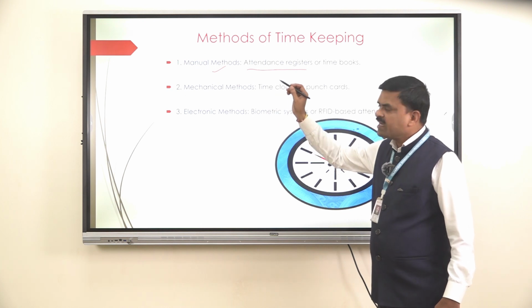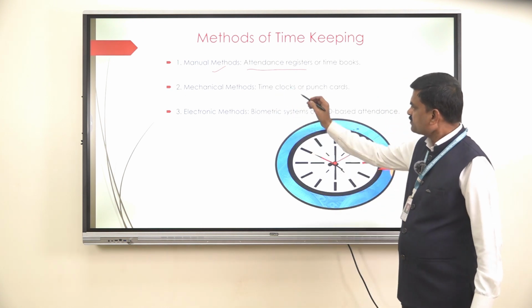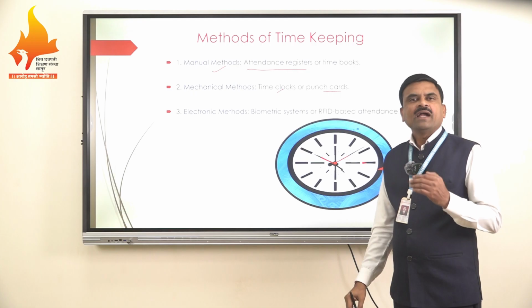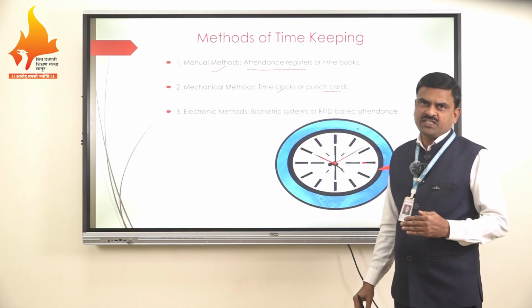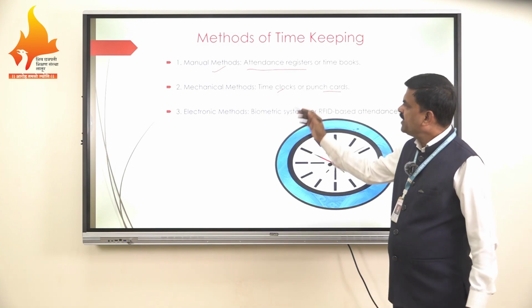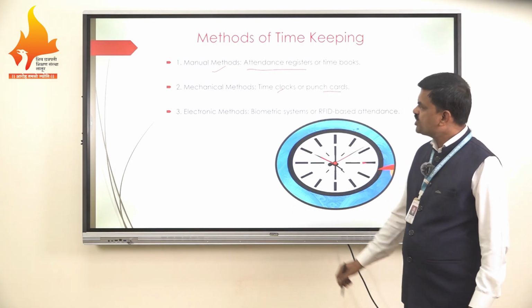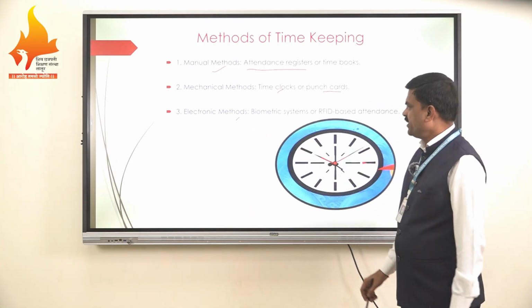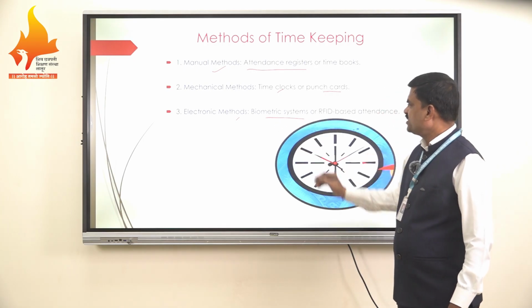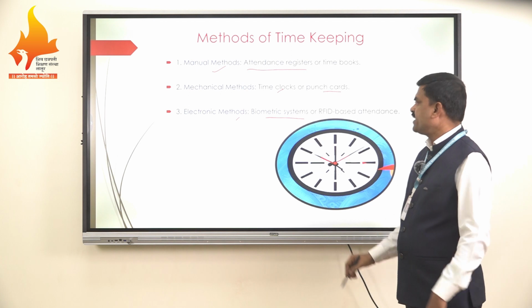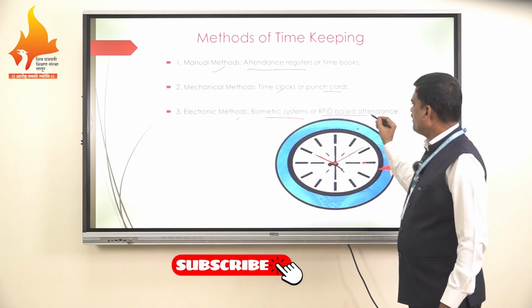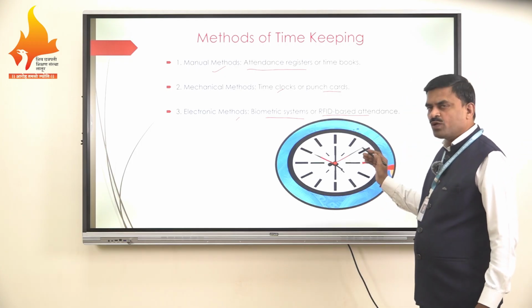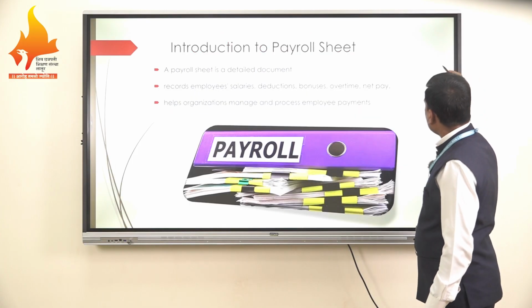Then after, the mechanical method came into existence. This method included the time clocks, or we can say punch card. At the time of entry and at the time of exit, the labor have to punch their card when they enter or exit the organization. Now the electronic method is in application for the timekeeping of labors. In this system, the biometric system is one of the most useful techniques. And again, the next and advanced technique is the RFID based technique, which we generally use to keep the time of labors in the organization.